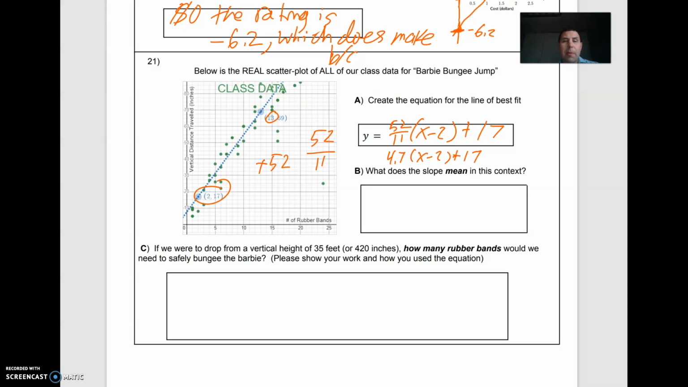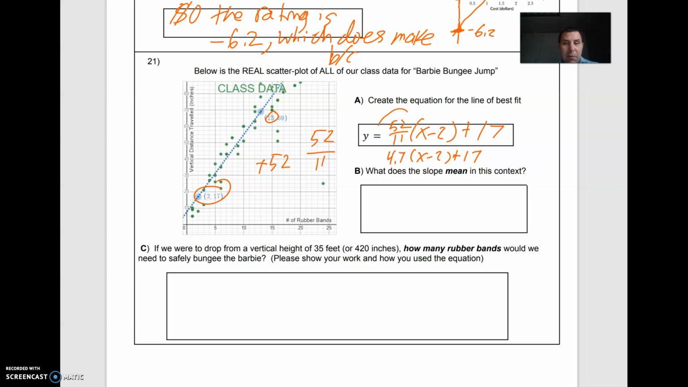So the cool part about this is, number one, this is real, your guys' class data. This is what you guys came up with. If I took everyone's data for the Barbie bungee jump and put it together, this is what we would see. So this is real. This isn't made up. So what we're looking at is how do we interpret the slope?